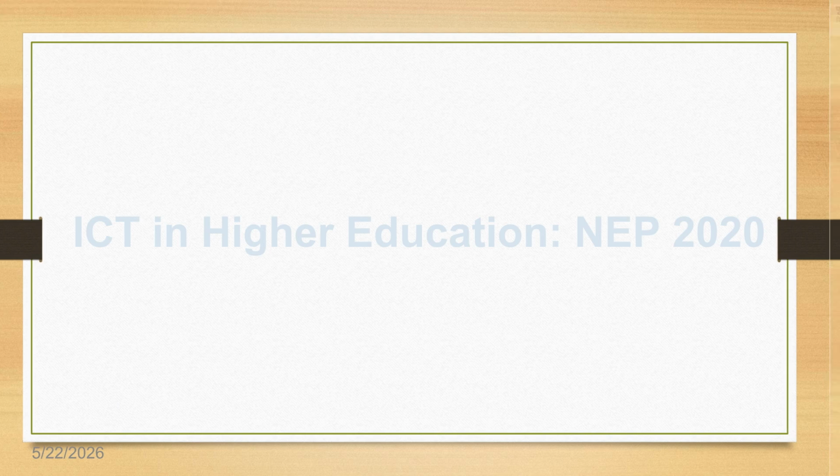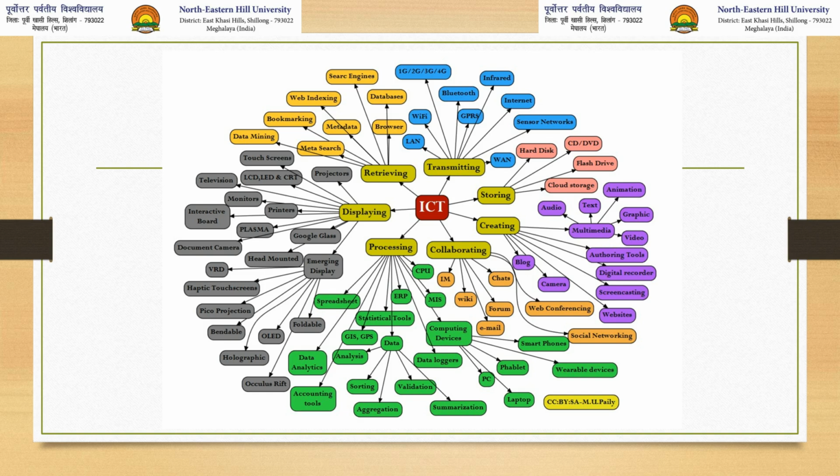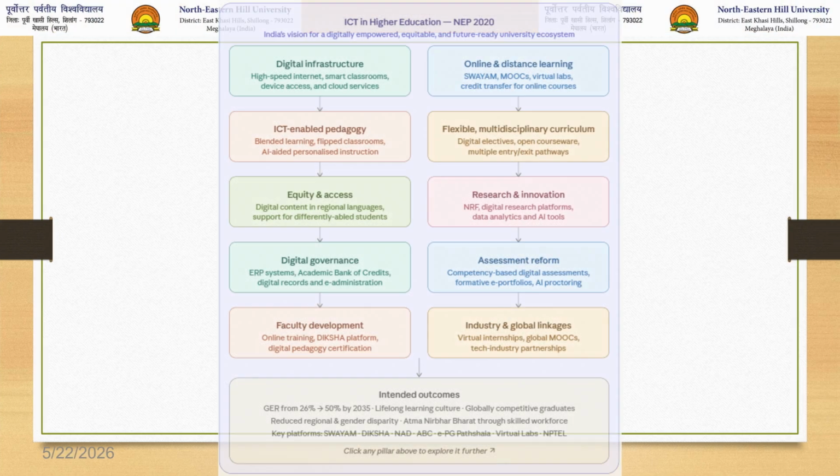Education Policy 2020. This mind map illustrates the vast landscape of information and communication technology, or ICT. It categorizes tools and concepts related to retrieving, displaying, transmitting, storing, creating, processing, and collaborating using ICT. NEP 2020 outlines a vision for a digitally empowered and future-ready university ecosystem.